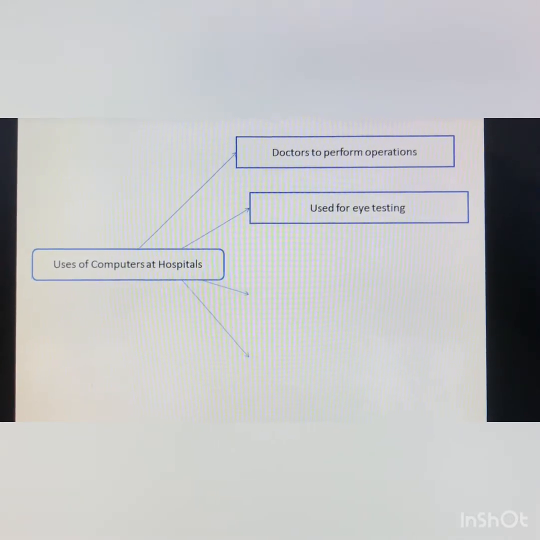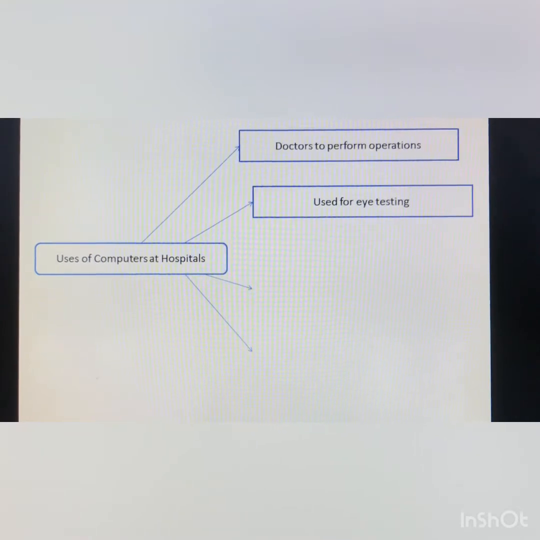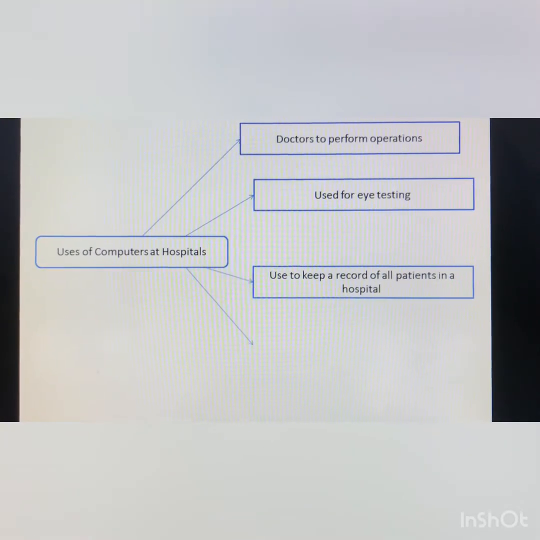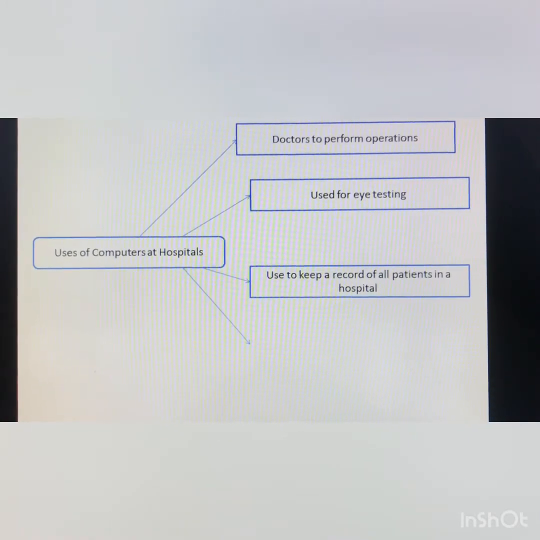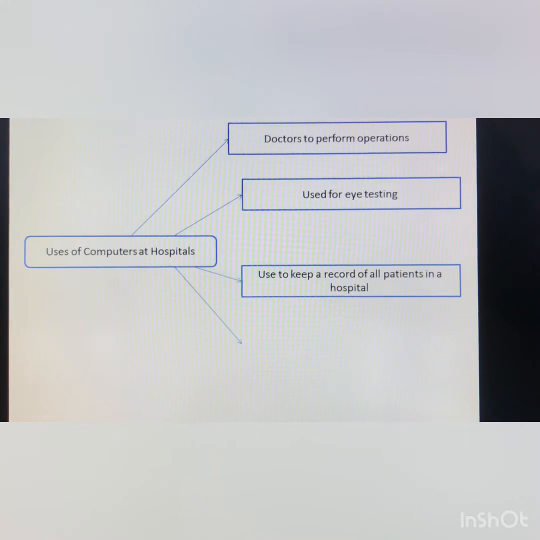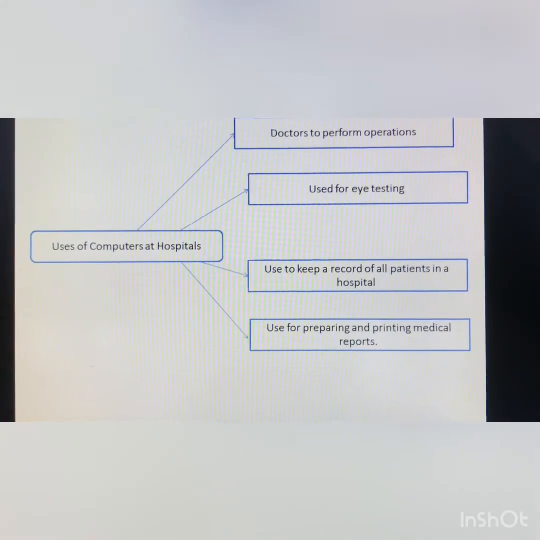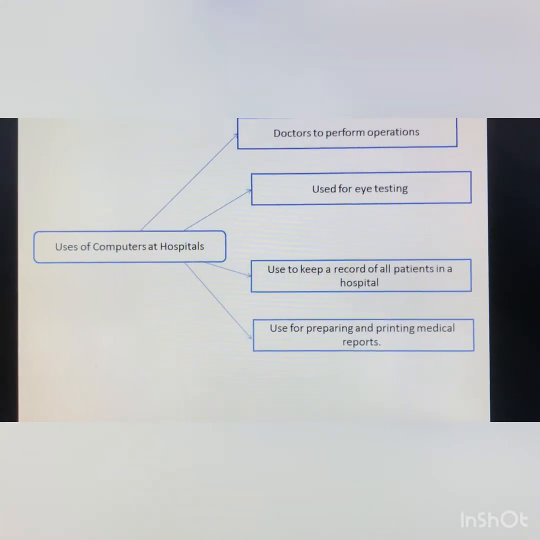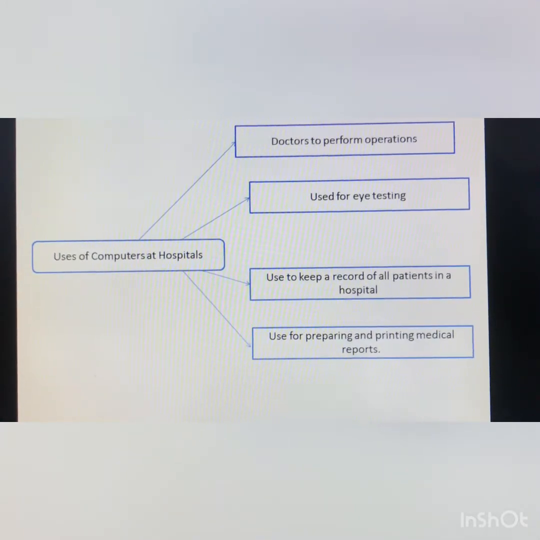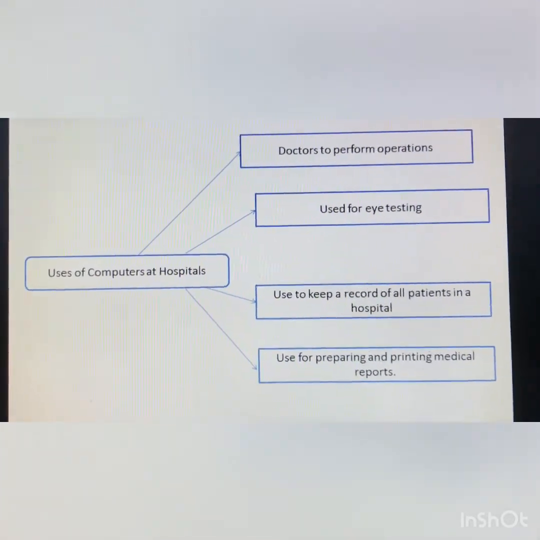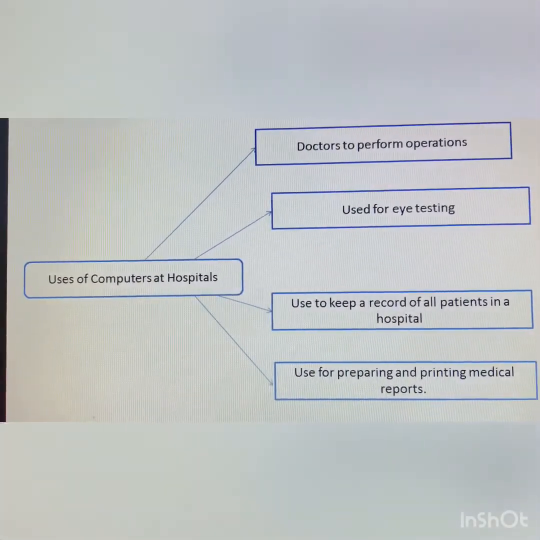Then it's used for eye testing. If your eye has a problem, then we use a computer also. Then to keep a record of all patients in a hospital. If I am a patient of some hospital, then I will use a computer. Then it is used for preparing and printing medical reports. If a computer is used at a hospital, we can take a printout of the medical reports or any medical things on the computer.